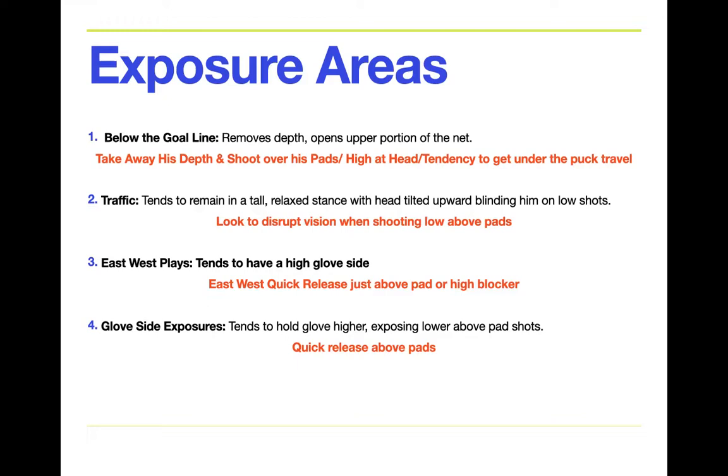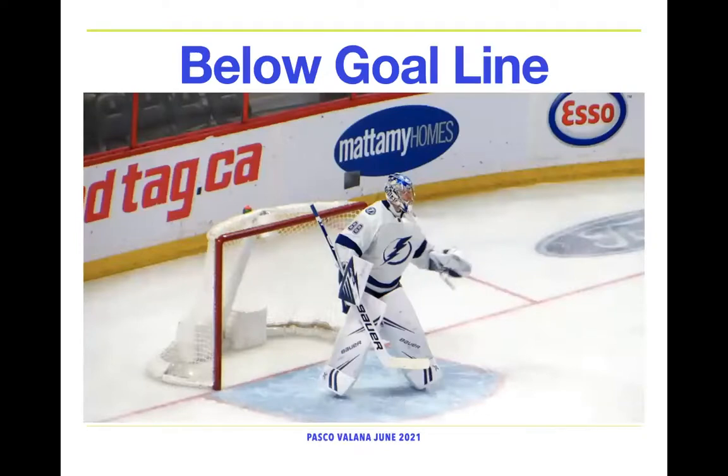Number two is traffic. He tends to remain tall in a relaxed stance with his head tilted upward, blinding him on some of the low shots. So if you time it right, you can shoot low and really expose him. On east-west plays he tends to have his high glove position a lot and leaves a gaping hole on the low short side posts. And then glove side exposures, he tends to hold the glove higher, just like I said, exposing the lower and above-pad shots. So we'll look for quick releases. Let's go right into some of the video here.